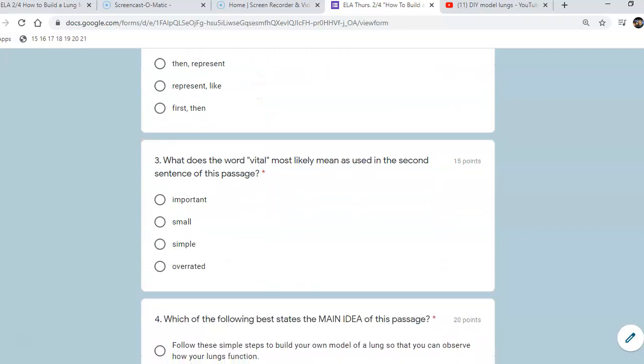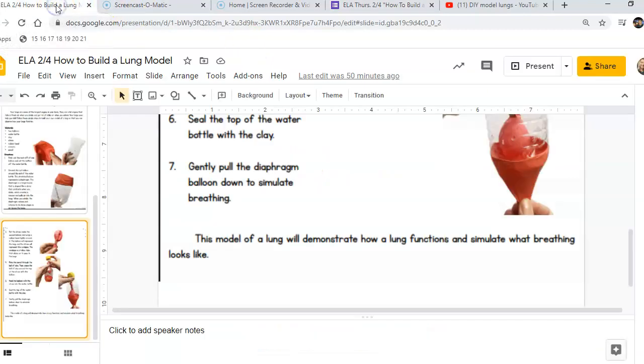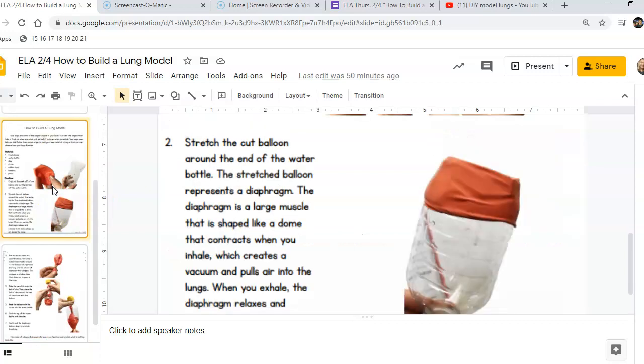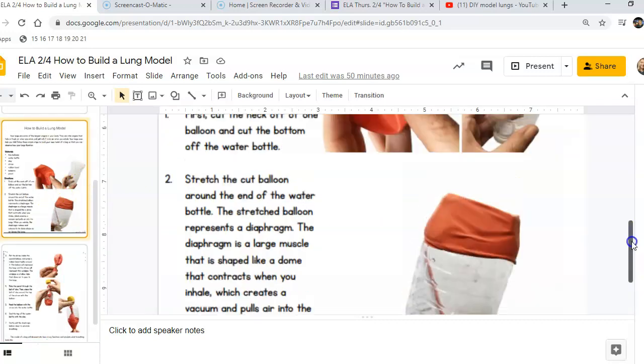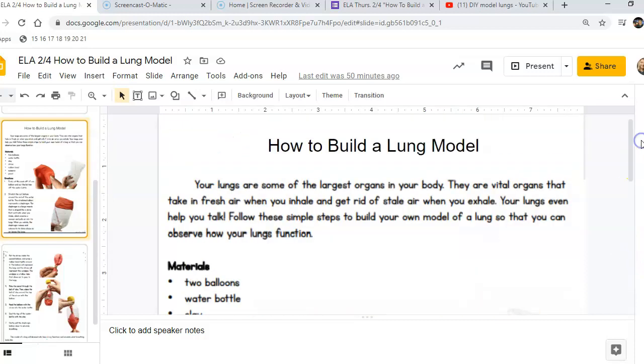Number 3, what does the word vital most likely mean as used in the second sentence of this passage? Normally when we're doing something like this, I would give you the sentence, but I didn't want it to be so many words in the question that people would overlook it, given that they're doing this virtually. All right, so the second sentence says, they, referring to the lungs, are vital organs that take in fresh air when you inhale and get rid of stale air when you exhale.